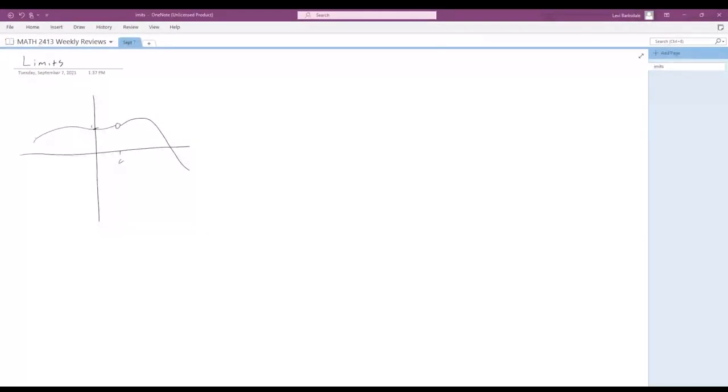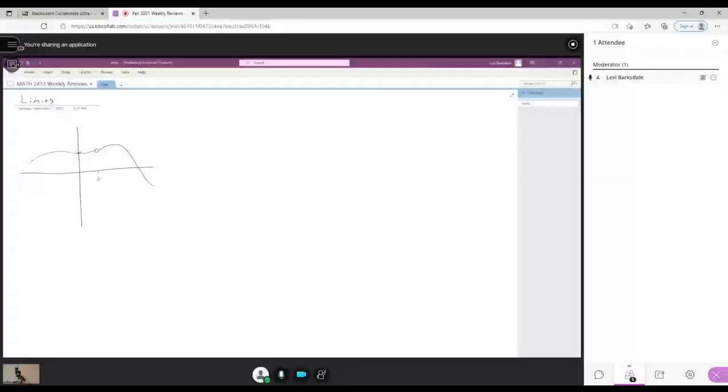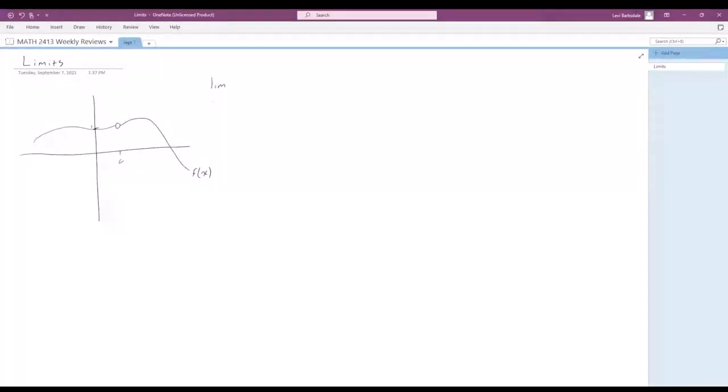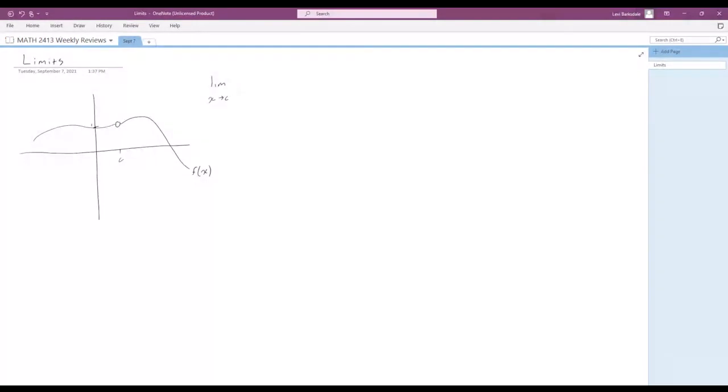Now, if we are looking for the limit notation, if this is function f of x, we'll start by writing it formally: the limit as x approaches the value of c of our function f of x. And that is how we would read this whole statement: the limit as x approaches c of f of x. To answer this question, we can just ask ourselves, where does the function go?